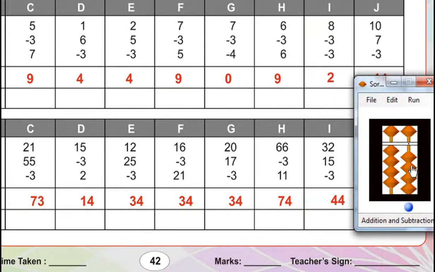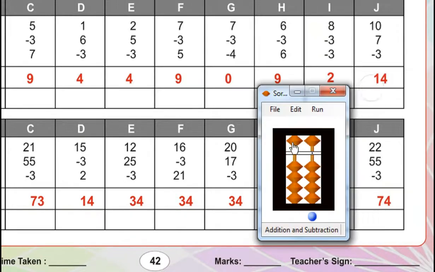Next, 32 plus 15 minus 3 minus 5 plus 2. Answer is 44. Next, 22 plus 55 minus 3 minus 5 plus 2. Answer is 74.